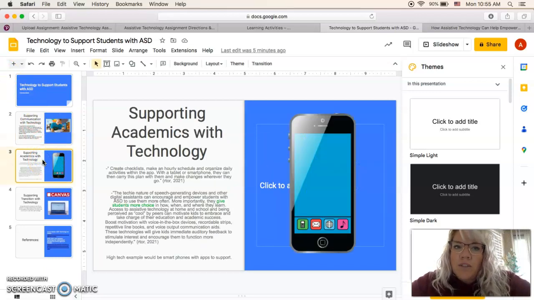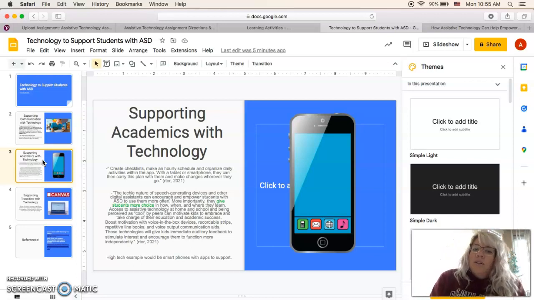Next, we're going to talk about supporting academics with technology. One of the ways that technology can support students with autism is by having a student use a smartphone or a tablet or even their Chromebook to create checklists, to create schedules, to put in important assignments that are due, and to give them reminders. This would help them to stay organized with their academics and keep on track when it comes to their assignments being turned in on time.